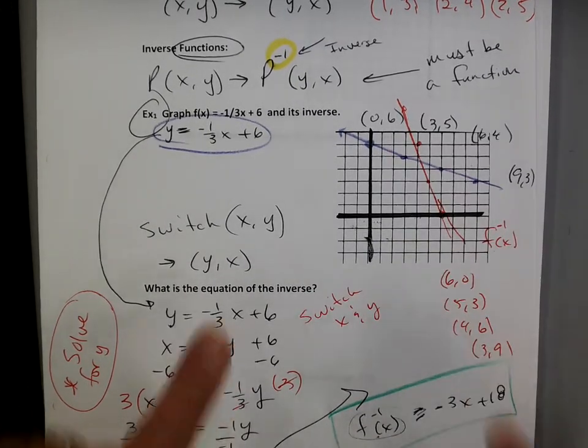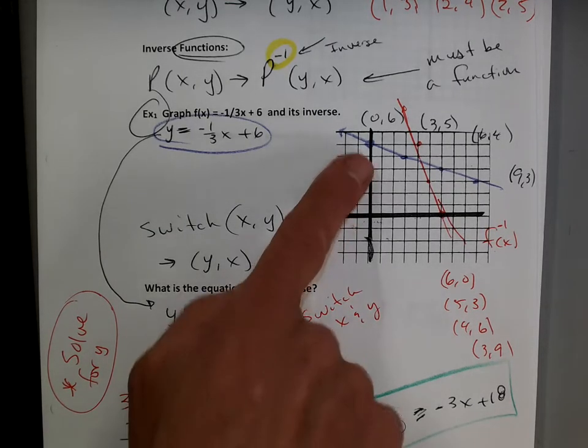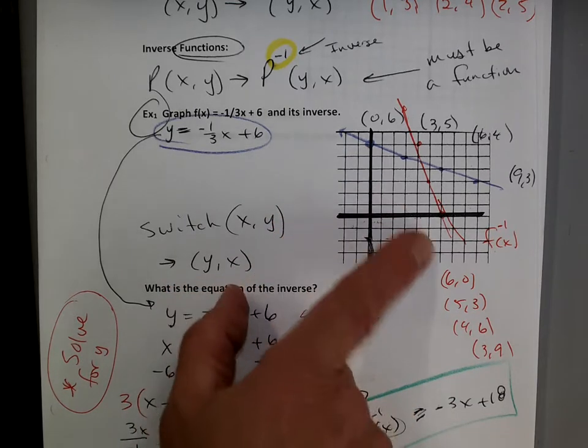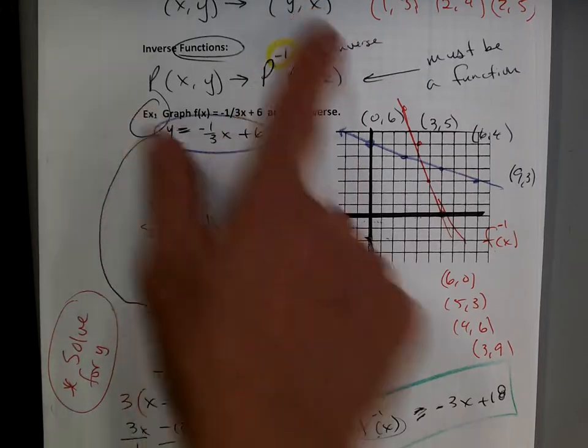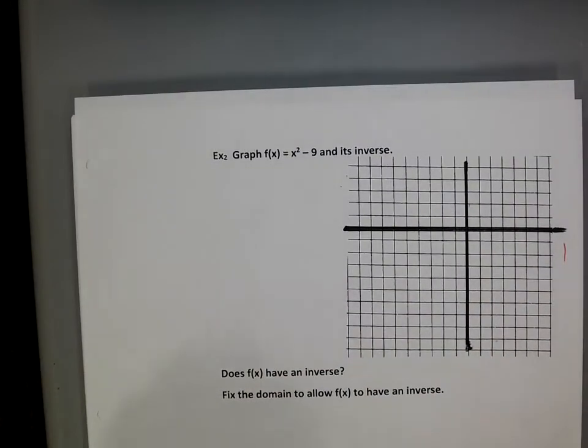Here's the inverse graph. Now, if it is the opposite, check this out. This y-intercept now becomes an x-intercept. And believe it or not, this y-intercept becomes an x-intercept here. Okay? All right, let me keep going with this. Turn the page. Right now, example 2.